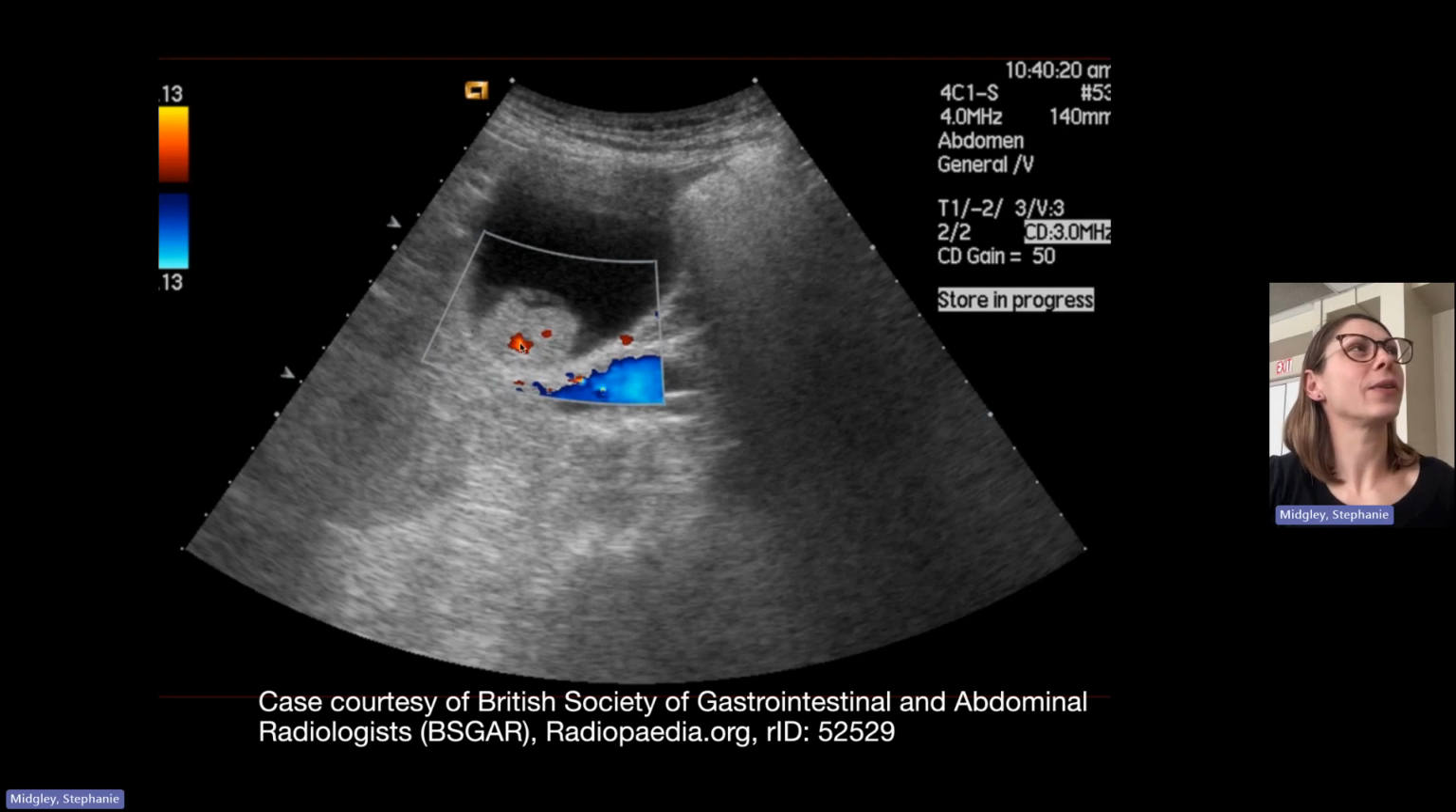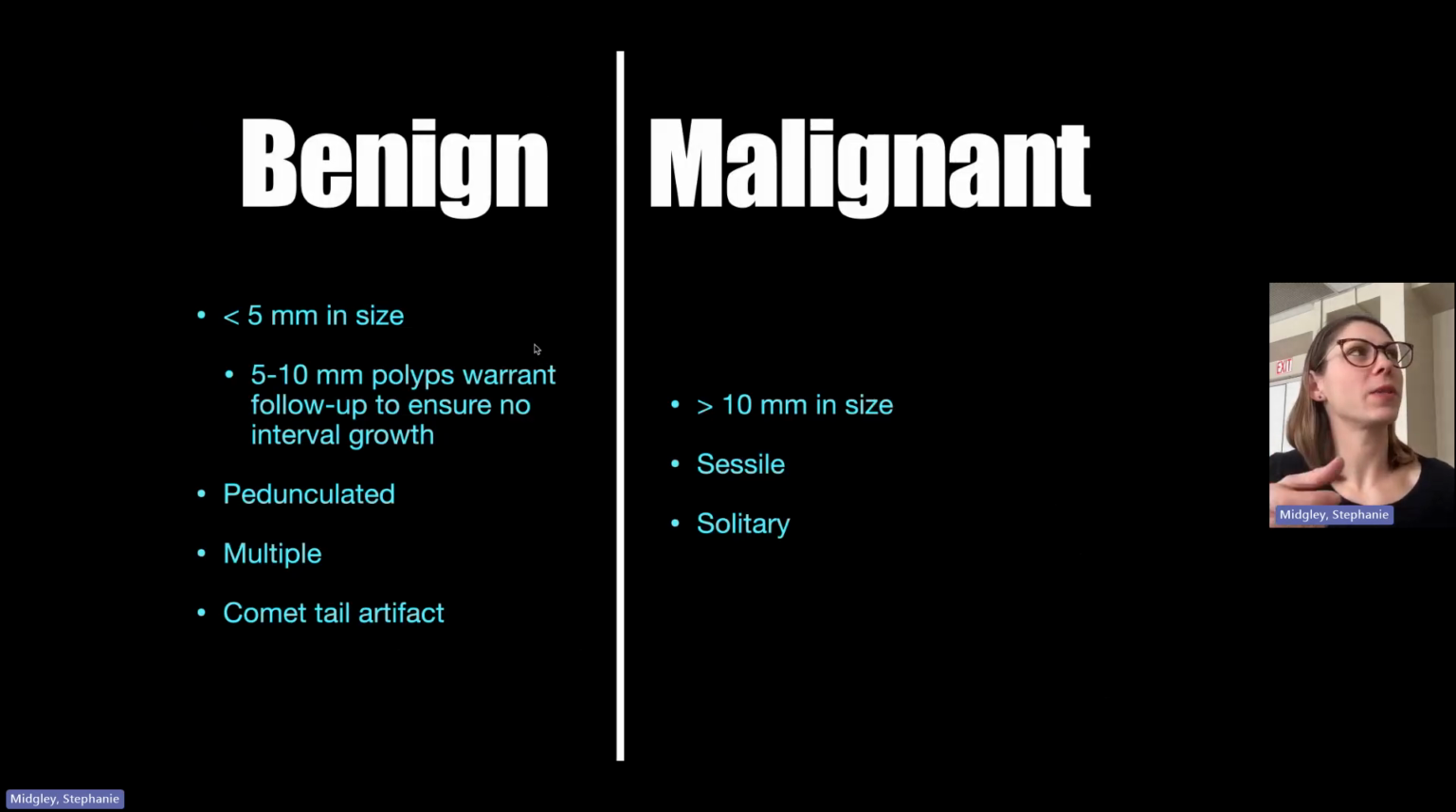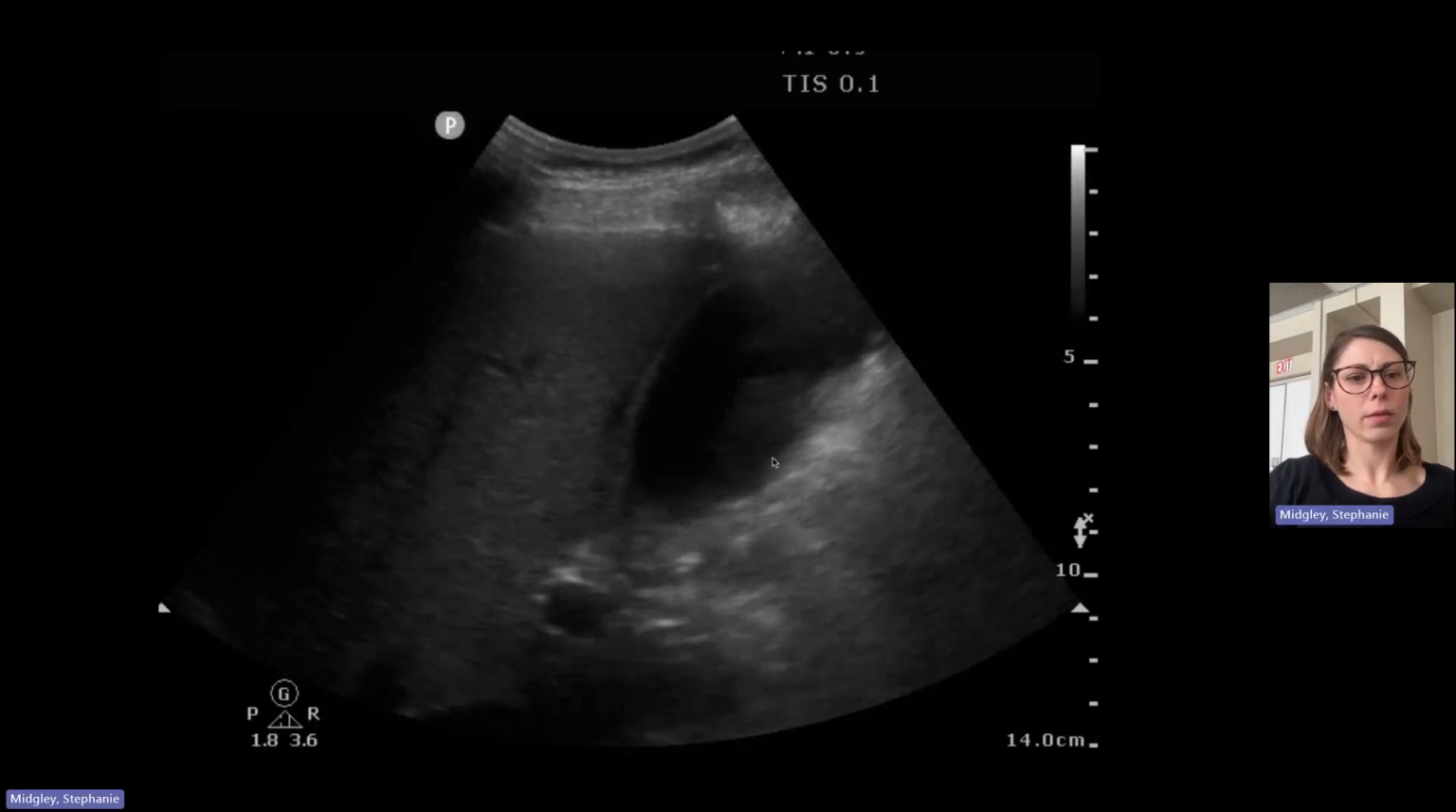Again, you can put color flow and look for internal vascularity. So some ways to tell the difference between benign and malignant polyps. Benign, they're going to be small in size, they're going to be pedunculated, they're going to be multiple. Whereas malignant, they're going to be larger and solitary. Those are the big ones. Benign can have a comet tail artifact. It's usually, I think, cholesterol deposits in there. What about this one?